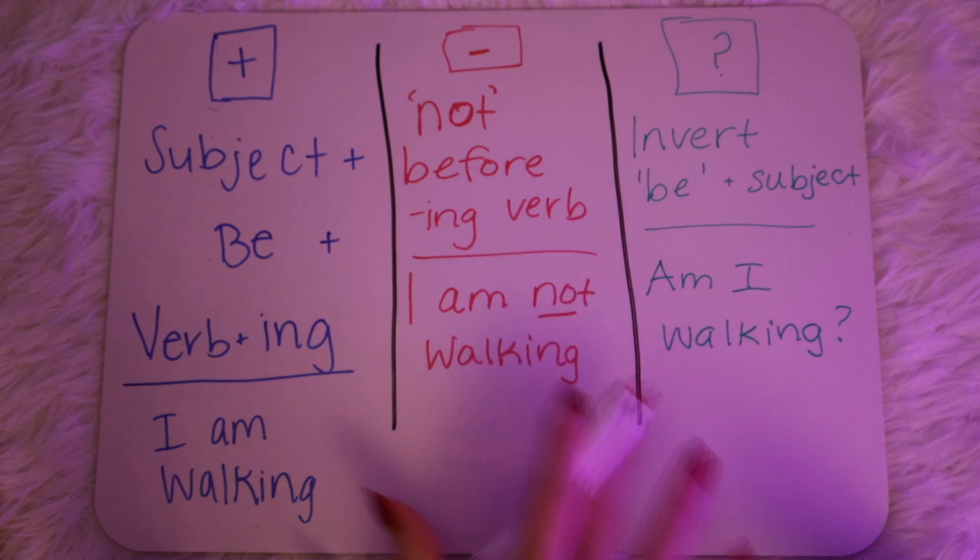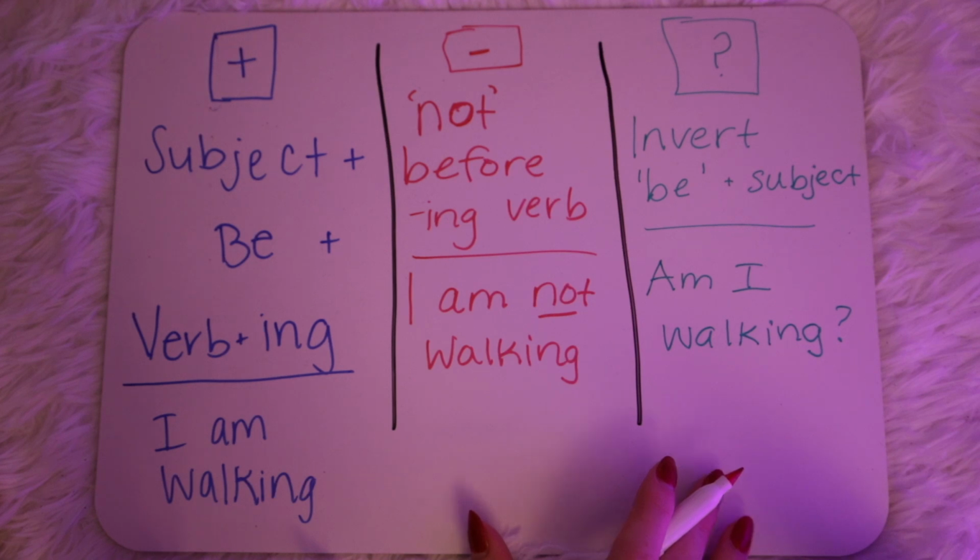Okay, these are our 3 rules for positive, negative, and questions. Excellent job. The last thing we need to talk about before we practice is the special spelling rule. Let's talk about the special spelling rule. It's actually pretty easy, so it won't be very long.